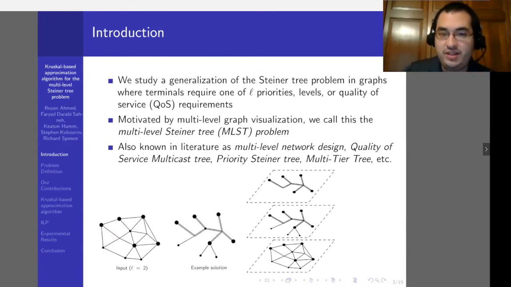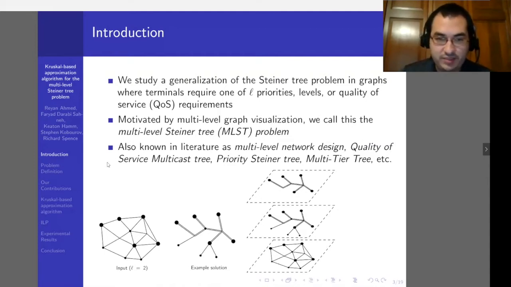In this paper, we study a generalization of the Steiner tree problem in graphs where the terminal vertices require different priority or level or quality of service requirements. We call this problem the multi-level Steiner tree problem, motivated out of multi-level graph visualization. However, this problem has other names in the literature, including multi-level network design from some papers in the 90s, quality of service multicast tree, priority Steiner tree, multi-tier tree, and so on. All of these problems are quite similar, even though there are some small variations in how the problem is defined.